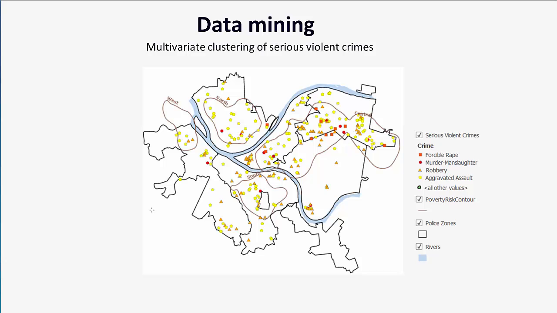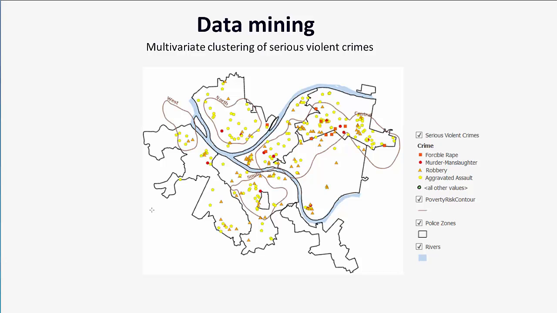Data mining as an advanced GIS analytical tool is exploration to find hidden structure in large and complex data sets that has some interest or value. Multivariate data clustering, as shown here, is a branch of data mining that finds clusters of data points that are close to each other but distant from points of other clusters.